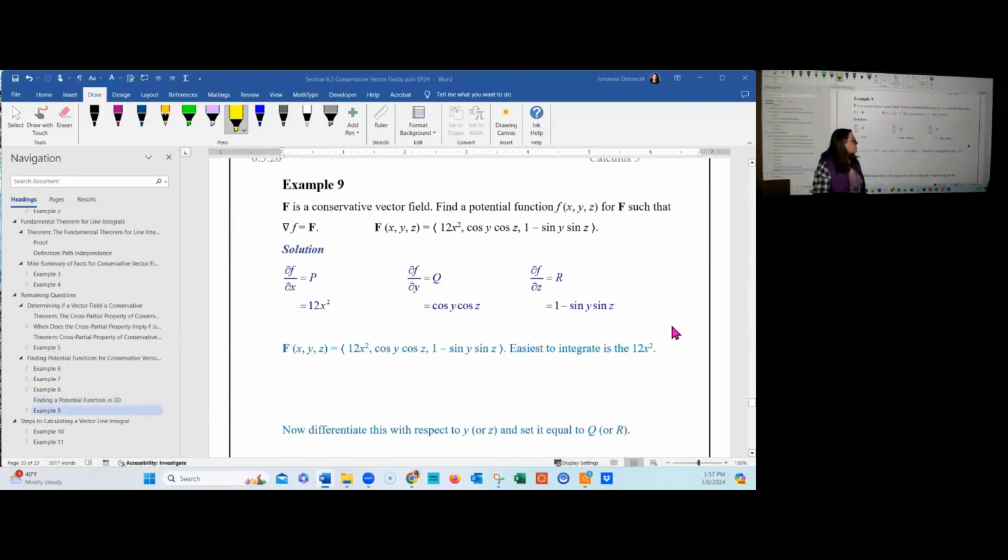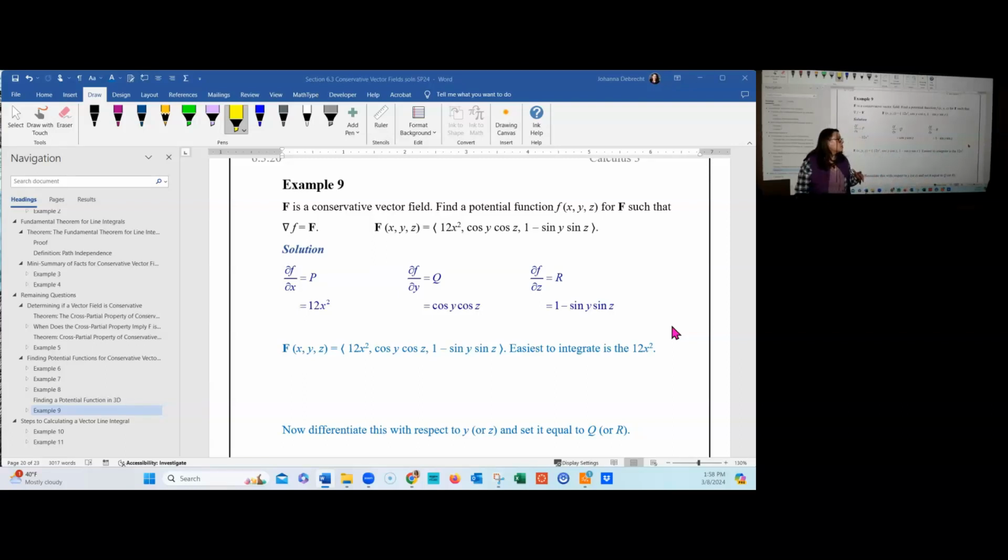In example 9, we're told that f is a conservative vector field, and we're asked to find the potential function for it, where our vector field is given by 12x squared for the first component, cosine y cosine z for the second component, and 1 minus sine y sine z for the third component. This gives us 3 different differential equations. The partial of f with respect to x is p, which is 12x squared. The partial of f with respect to y is q, which is cosine y cosine z. And the partial of f with respect to z is r, which is 1 minus sine y sine z.